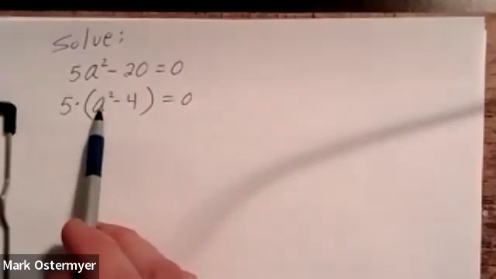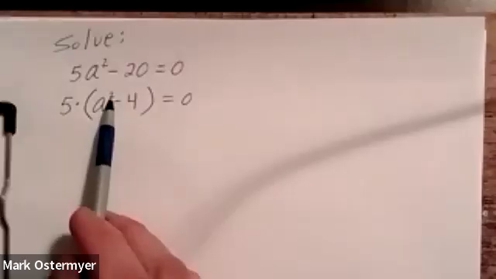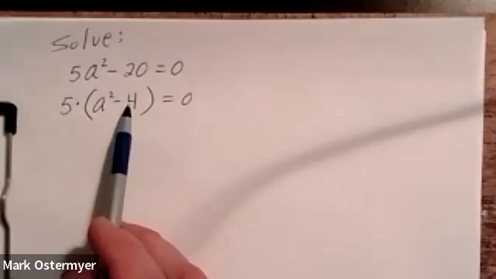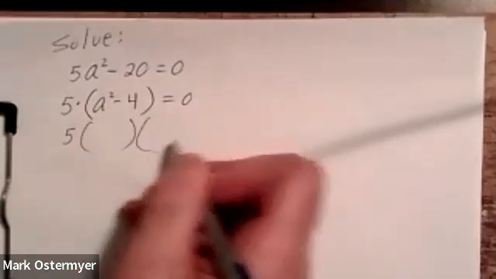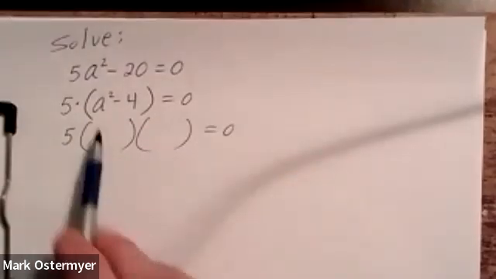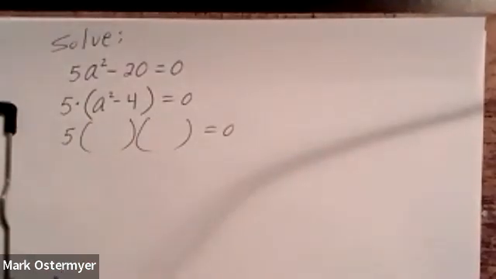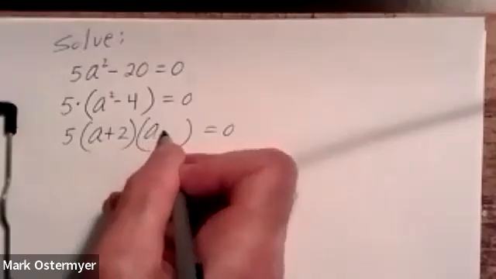You recognize it? Yes. It's a binomial. It's the difference between perfect what? Squares. 4 being a perfect square of what? 2. So how does a squared minus 4 factor? Difference between squares: a plus 2, a minus 2. Thank you. You got it.